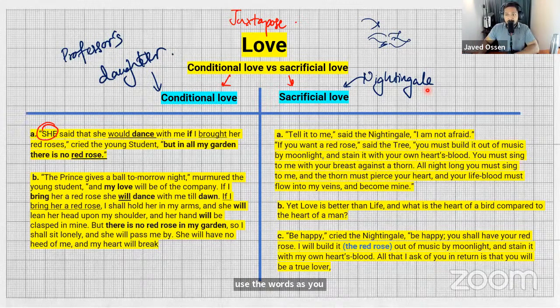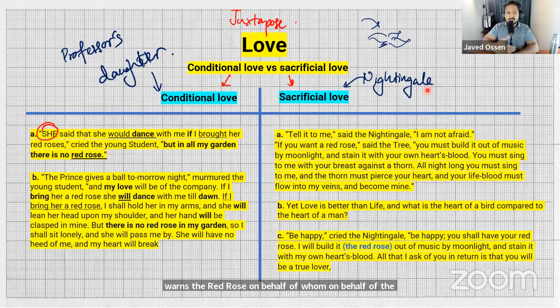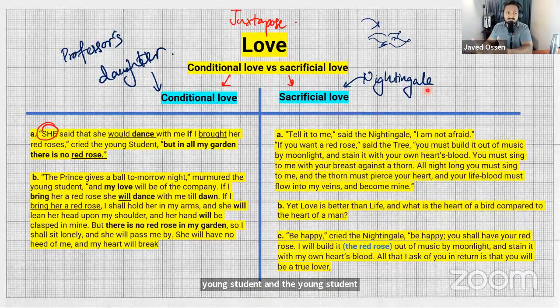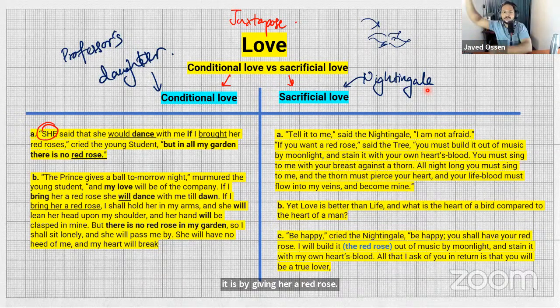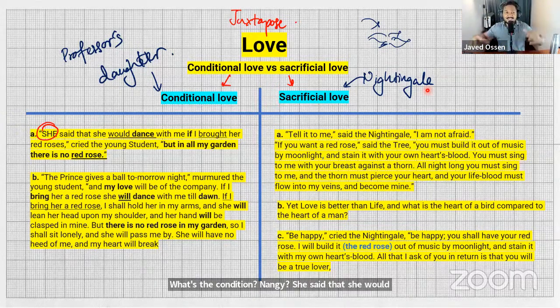Absolutely, Zia. The nightingale wants the red rose on behalf of whom? On behalf of the young student. And the young student needs the red rose to dance with the professor's daughter. He wants to get physically close to the professor's daughter and dance with her. So the only way he can do it is by giving her a red rose. What's the condition, Nangi? She said that she would dance with me if I brought her red roses. This is an example of conditional love.